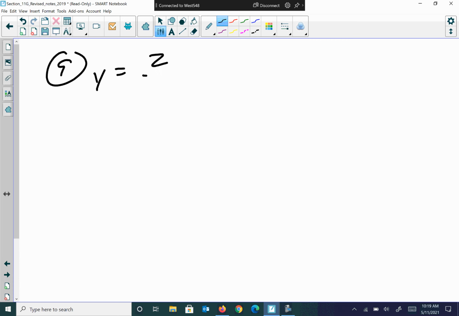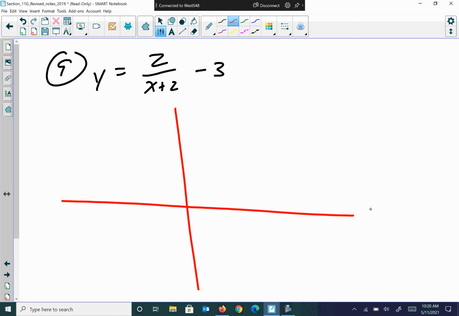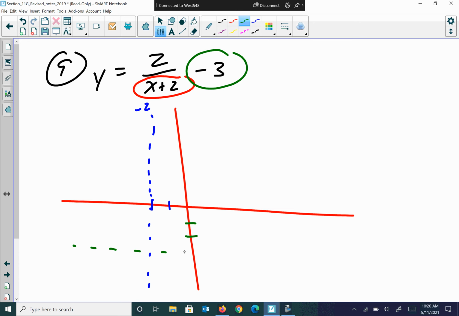We have y equals 2 over x plus 2, minus 3. All right, so let's start thinking about how we would make this look on a graph. This right here is going to tell us that our vertical asymptote is here. And then this one here is going to tell us that we have a horizontal asymptote down here. Okay, good so far with that?